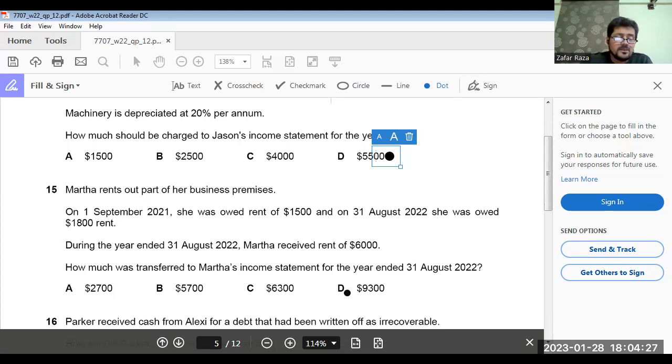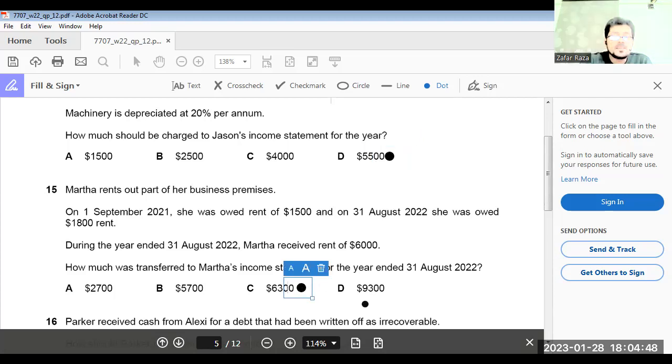But here we have to use the formula. Rent received during the year 6,000, less owing at start, plus owing at end. The answer is 6,300. Yes. So C option should be the answer.